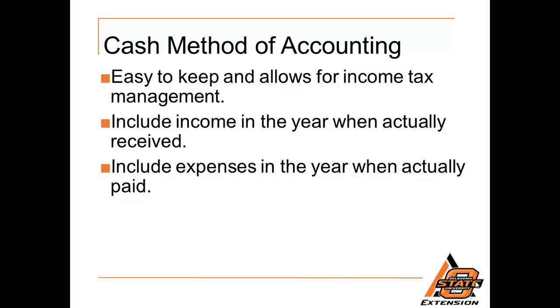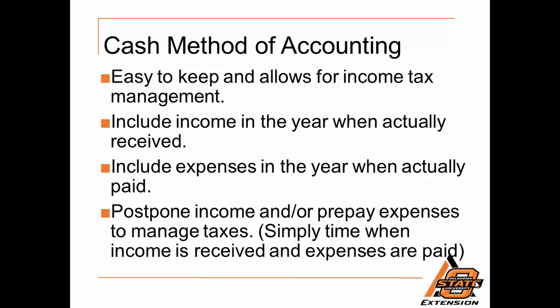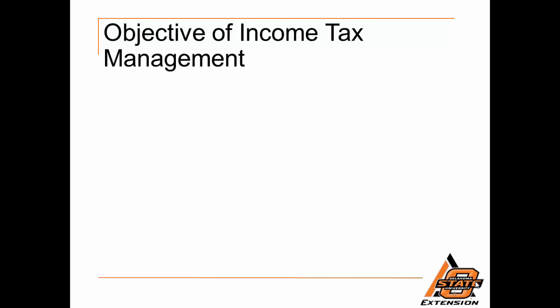So this allows us to move items from one year to the next by simply receiving income or paying the expenses in a year when we've got large income. So postponing income to manage taxes, basically like I said, simply time when the income is received and the expenses are paid. So what are the objectives of tax management?